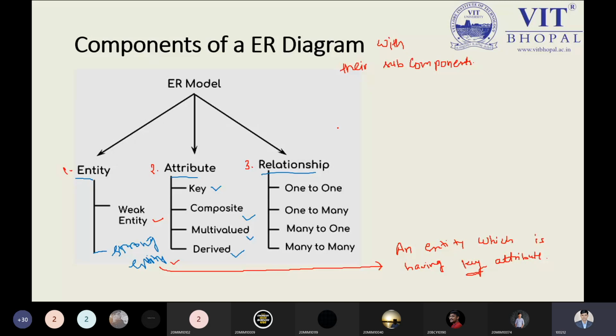So this diagram is clear to all right now? Shall I move to the next part? Yes, tell me. Yes, sir, it's clear. Yes, sir.